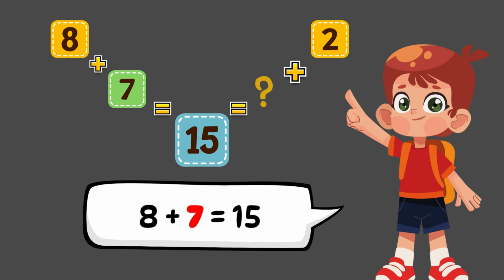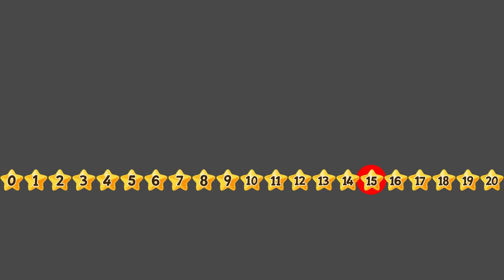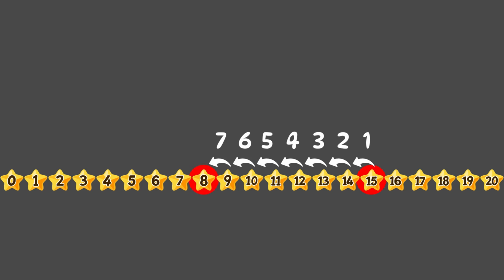Now let's try the same puzzle in a different way. We know that we have to reach number 15. So let's try jumping backward from number 15 to 8. Let's count the jumps. 1, 2, 3, 4, 5, 6, 7. So we made 7 jumps backward.